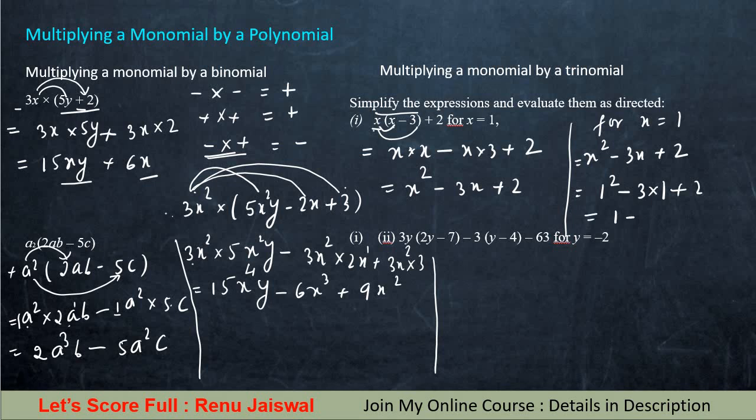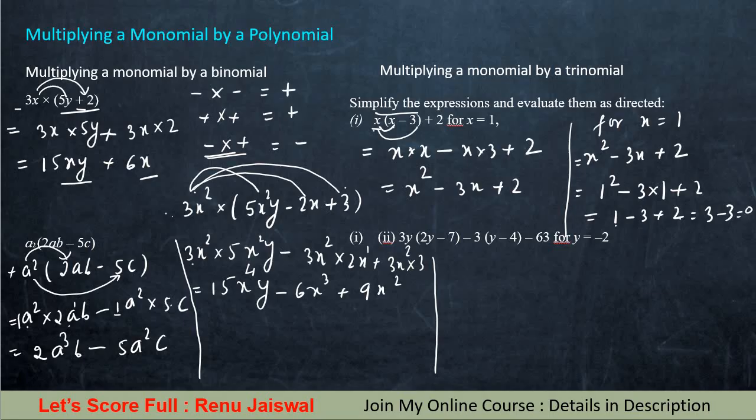So it is 1 minus 3 plus 2. Same sign is addition. So 1 and 2 are the same sign, so they will get added up. It is 3, and then this minus 3 will give you the answer 0.